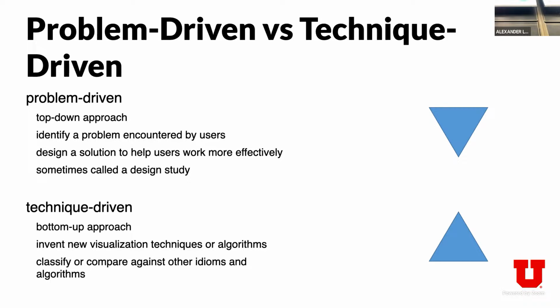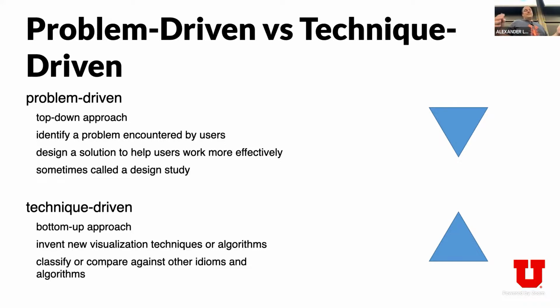And everybody except for visualization researchers only cares about problem-driven, right? We want to visualize our data because we want to communicate something. A newspaper journalist wants to visualize the data because they want to communicate something. A biologist wants to visualize the data because they want to understand the problem. But these researchers tend to also care about techniques. And so these are different approaches.